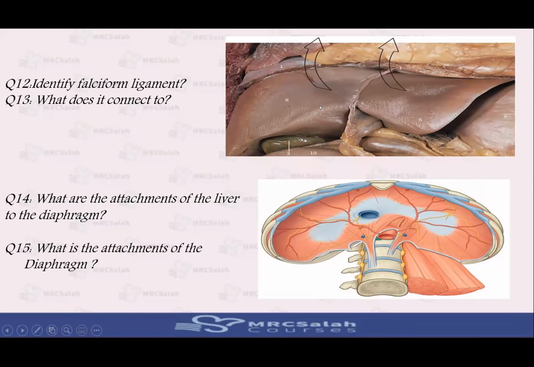Okay, can you identify the falciform ligament in this picture? Dr. Abdulrahman? Yes. The falciform ligament? Number 2. Okay, Dr. Widad, what does it connect? It connects the anterior liver to the diaphragm. Yes, the diaphragm and the anterior abdominal wall. What is the bony attachment of the diaphragm in particular?